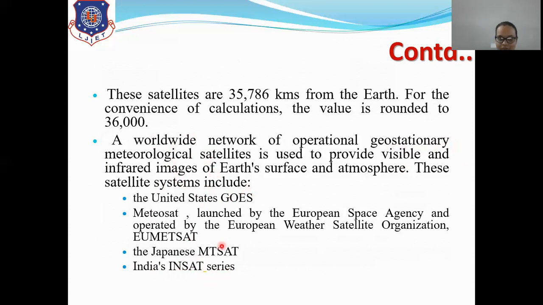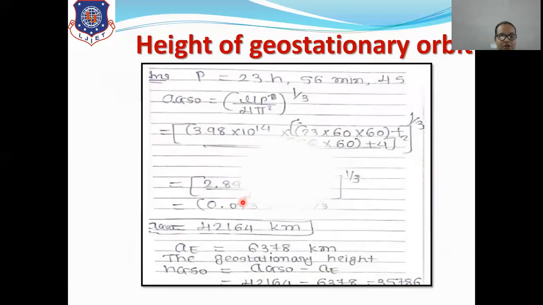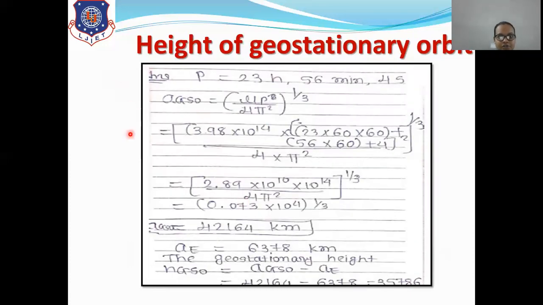Clear? Now, the next topic that we are going to discuss is proving the height of geostationary orbit. For proving the height of geostationary orbit, we will calculate it with an example based on Kepler's third law. So what was the equation of Kepler's third law? This is the equation of Kepler's third law, that is the radius of orbit. Here it is the radius of geostationary orbit, so it is written as A_GSO.